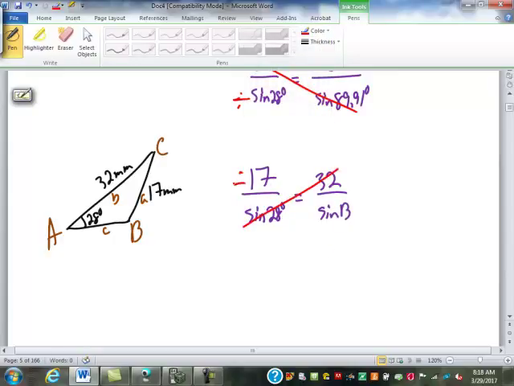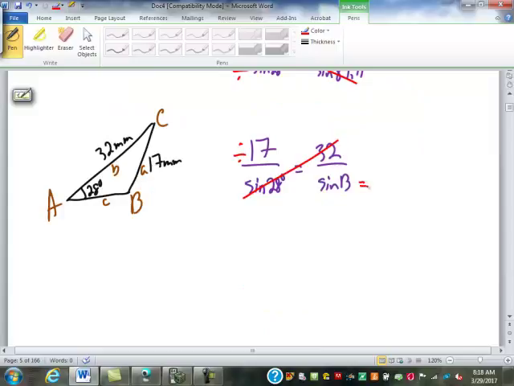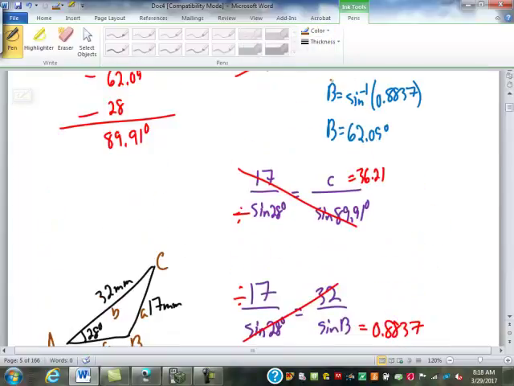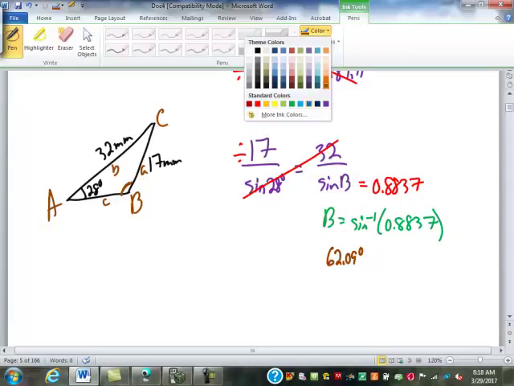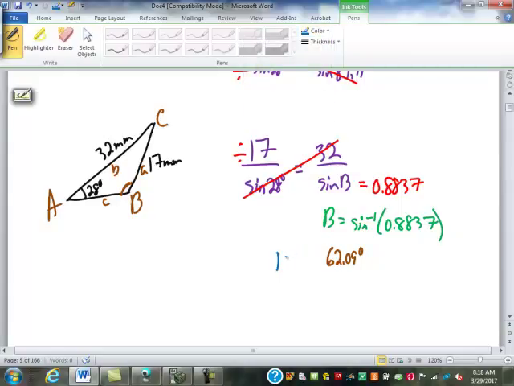We're still going to cross multiply and divide here, and get that the sine of B is 0.8837. So B is the inverse sine of 0.8837. However, this time when our calculator spits out 62.09 degrees, we know that that's not the answer. How do we find the actual angle for B? There you go. It's the supplement. We subtract that from 180. It's 117.91 degrees for angle B.